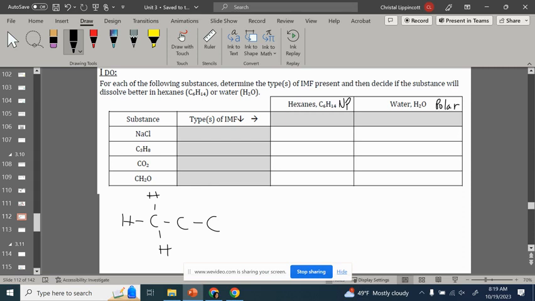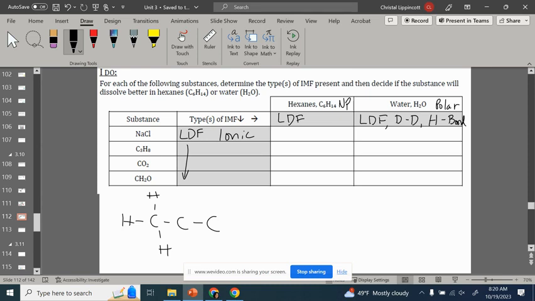So we need to determine what these are. Sodium chloride. Type of IMFs. This doesn't have dipoles. This is just ions. So it's ionic. Oh, I guess we had to put down what water is. Missed that part. Dipole, and H bonding.